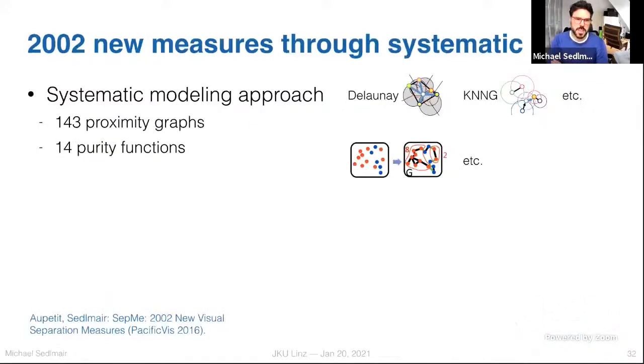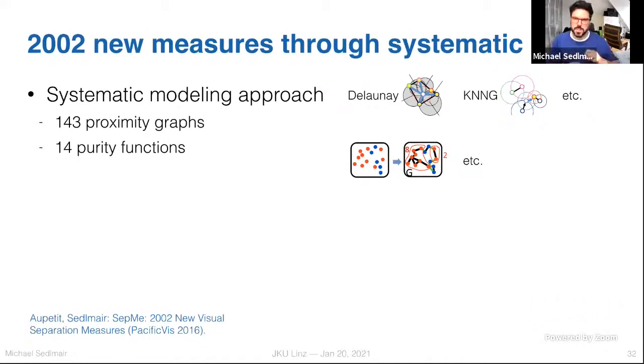Of course, as good computer scientists, we took that as a great motivation to write a follow-up paper. Now having this automatic way of evaluating these measures and not needing to run user studies every time, we created 2002 new measures by systematically exploring the space of how we can model colored points in a 2D space. So we defined 143 different proximity graphs. There are things like a Delaunay graph, a KNN graph, lots of fun mathematical stuff.